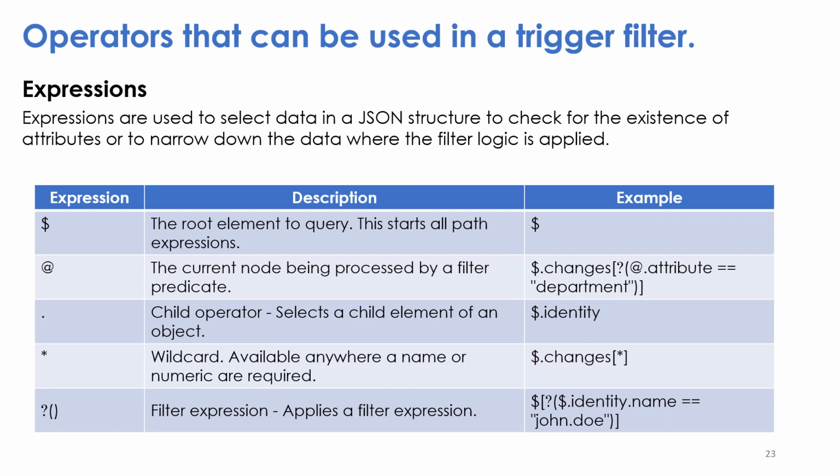In this slide, we will understand about the operators that can be used in a trigger filter. Some of the important expressions I have taken in this slide are the dollar symbol, which can be used for the root element to query, and the at symbol used for the current node being processed by a filter predicate. Here you can see the example in the given table. And the next is a dot or a full stop, which is used as a child operator. And the star can be used for wildcard. And the question mark with round braces symbol is used for filter expression. In the next slide, we will learn about the functions.